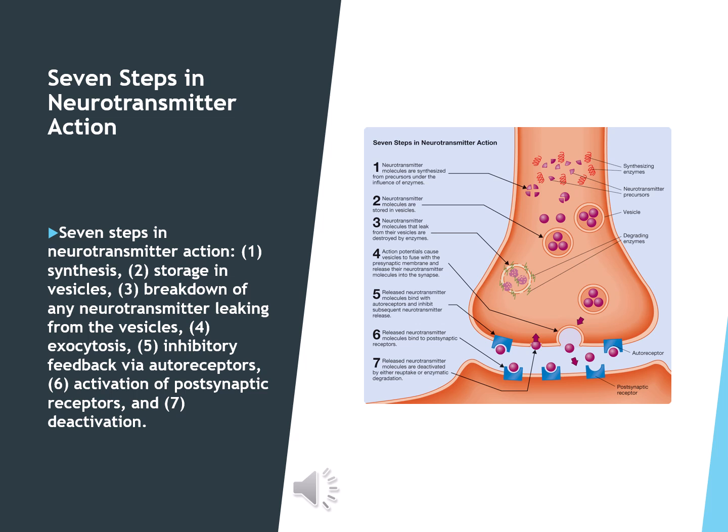Number 6, the released neurotransmitter molecules bind to the postsynaptic receptors in the postsynaptic membrane. And the last of the 7 steps, number 7, the released neurotransmitter molecules are then deactivated by either reuptake, where the molecule goes back into the bubble, or enzymatic degradation.